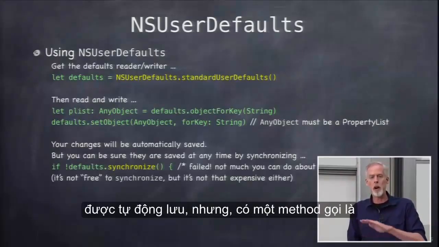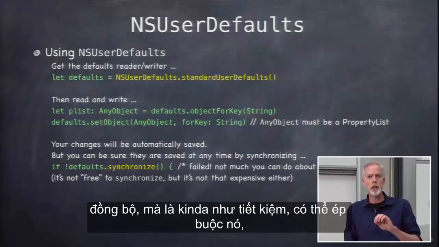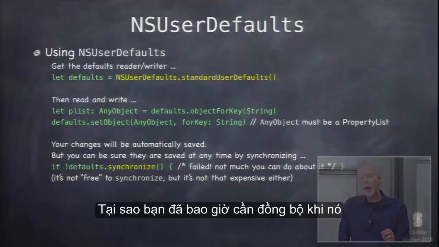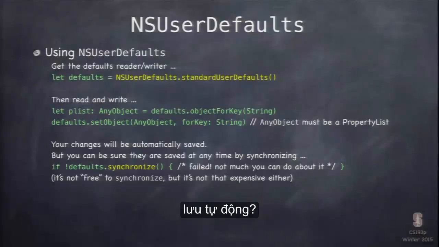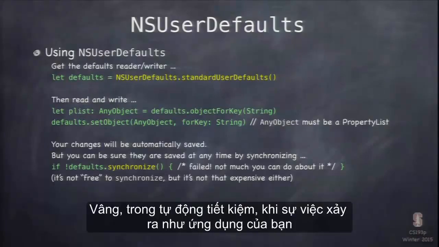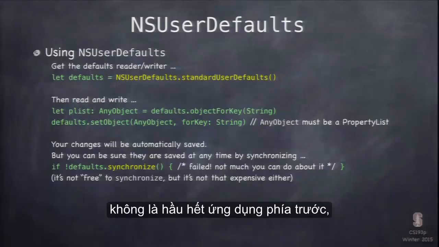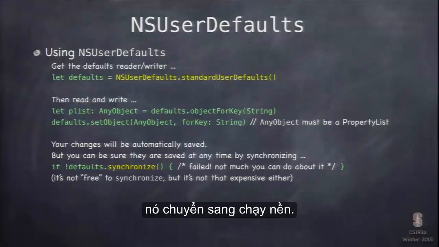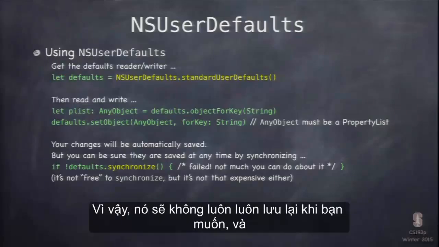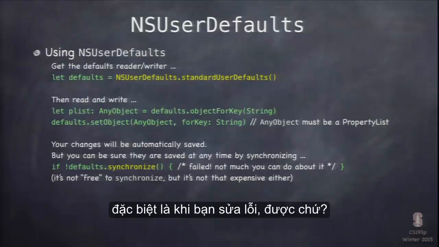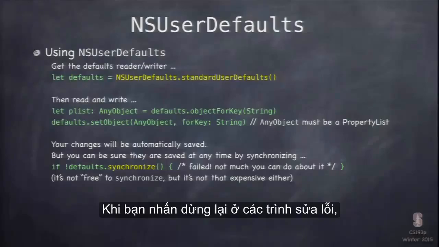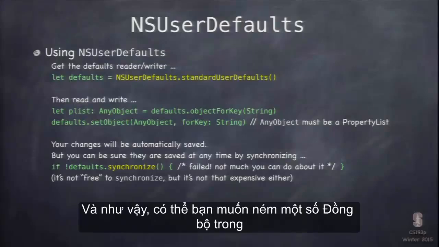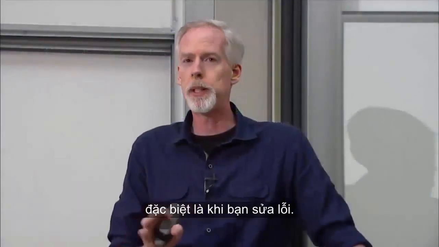Now, the changes you make in there are automatically saved, but there is a method called synchronize, which is kind of like save, which can force it to save out to disk. Why do you ever need synchronize when it auto-saves? Well, it auto-saves when things happen like your app stops being the frontmost app. The user switched to another app, and so your app is still there, but it's switched to the background. It'll save then. So it won't always save when you want, and especially when you're debugging, okay? When you hit stop in the debugger, it doesn't save, okay? And so you probably want to throw some synchronizes in there to save this thing out, especially when you're debugging.